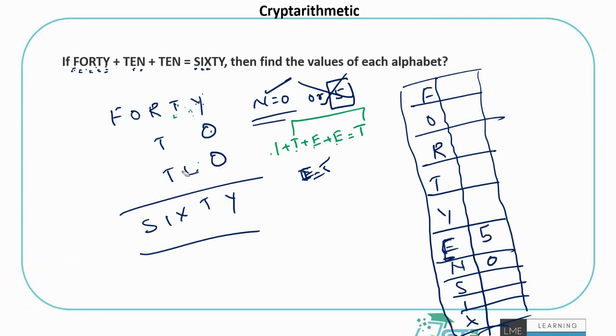Which means something will be carried forward, which will be 1. T plus 5 will be like 10 plus t, so t plus 1 is carried forward. So I still don't know what t and y are, right? It could be anything: 1, 2, 3, 4, 6, 7, 8, 9. We still got to figure that out.